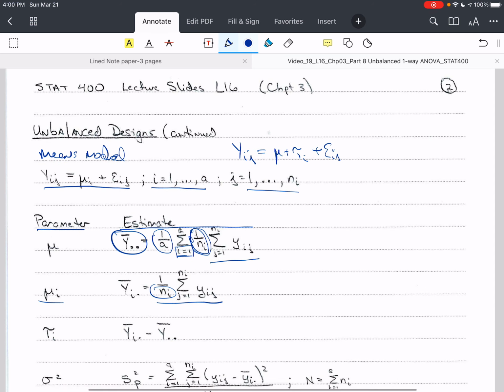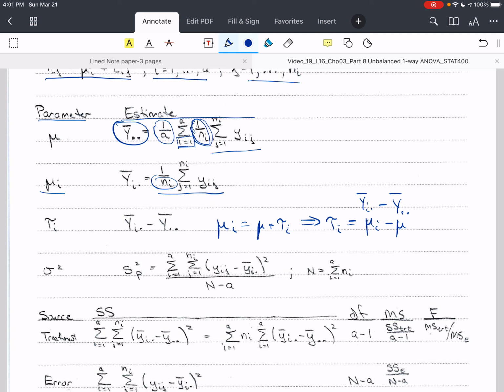And then tau sub i is calculated exactly the same way. Remember that if mu sub i equals mu plus tau sub i, then tau sub i is equal to mu sub i minus mu, and this is estimated with y i dot bar, and mu is estimated with y dot dot bar. And then we have the estimate of sigma squared, which is a pooled variance estimator, S sub p squared.